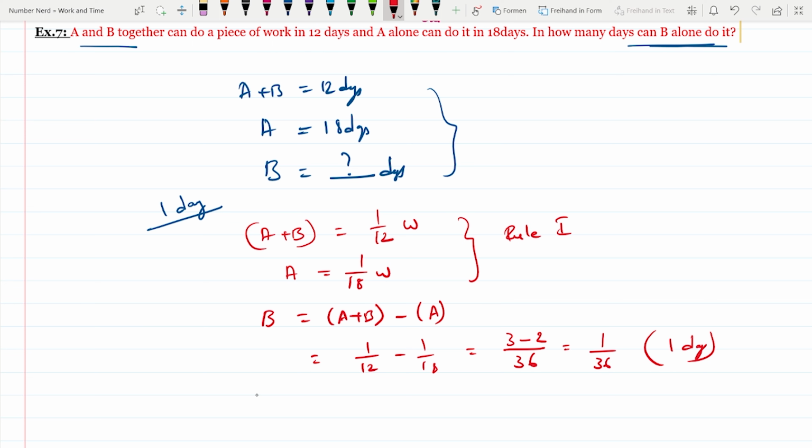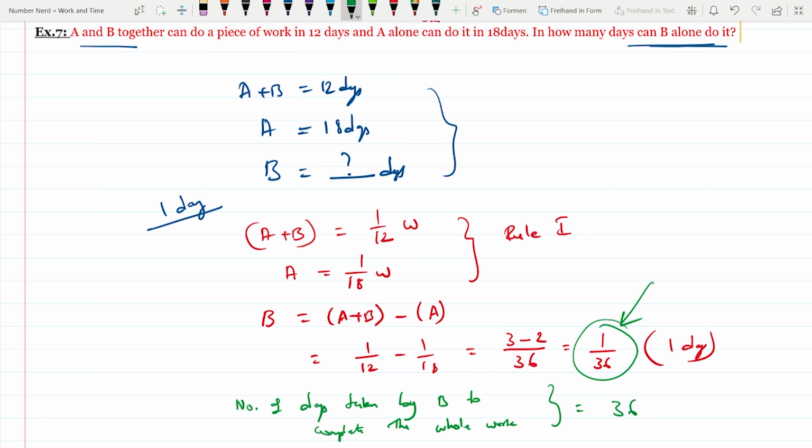Then how many days does B take to complete the whole work? It is nothing but the reciprocal of this value. So the number of days taken by B to complete the whole work is the reciprocal of this value, which is nothing but 36 days. This is written based on rule number 2, which we discussed in video number 2.